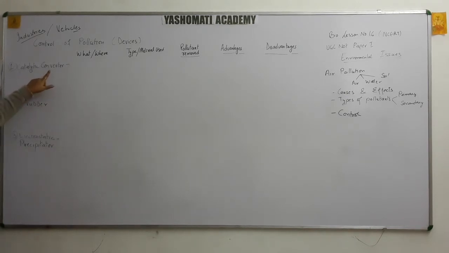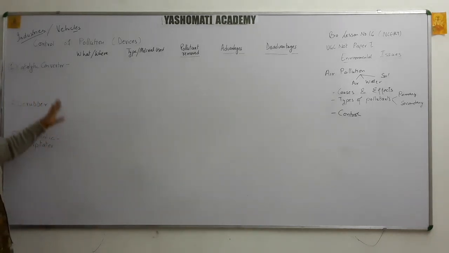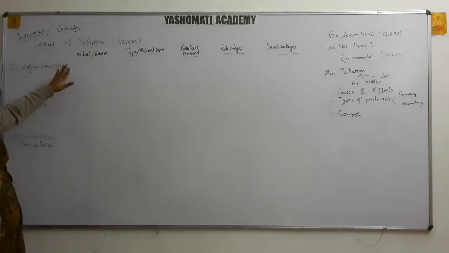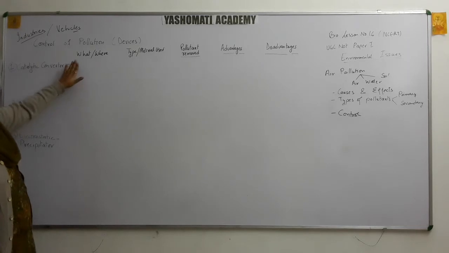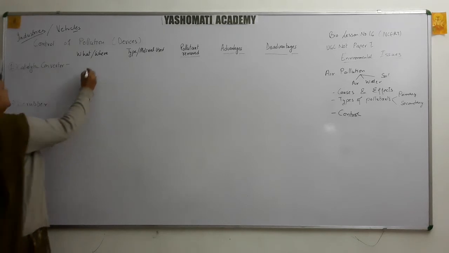Catalytic converter, first we should try to understand the meaning. What is a catalyst? A catalyst is a substance which increases the rate of reaction without actually taking part in it. And converter means that basically it is a reaction only. So, that means there is some material being used here which increases the speed of the reaction and converts the pollutants to some type of material which is less polluting. So, what are catalytic converters? They are devices which are used to control the pollution in vehicles.